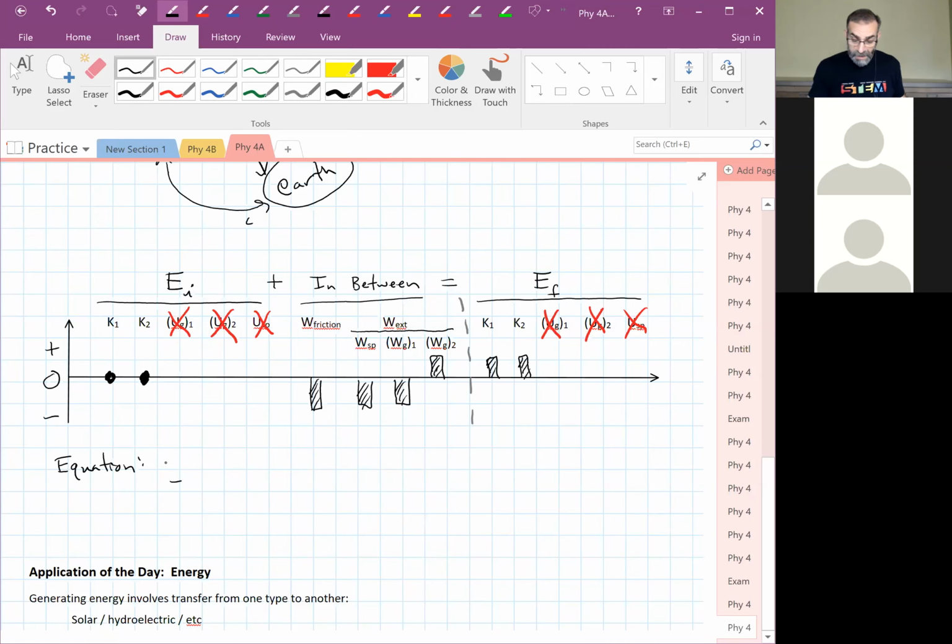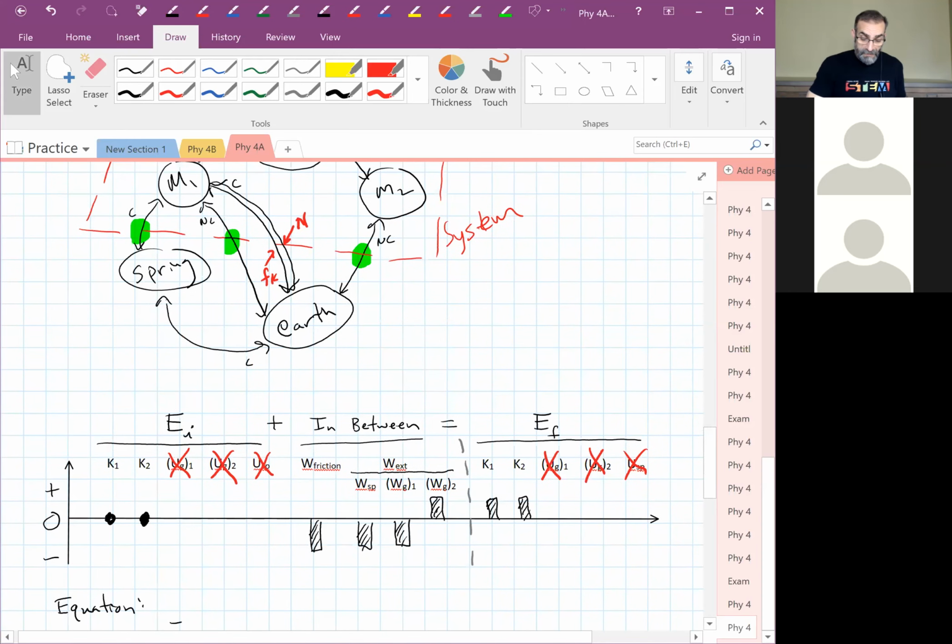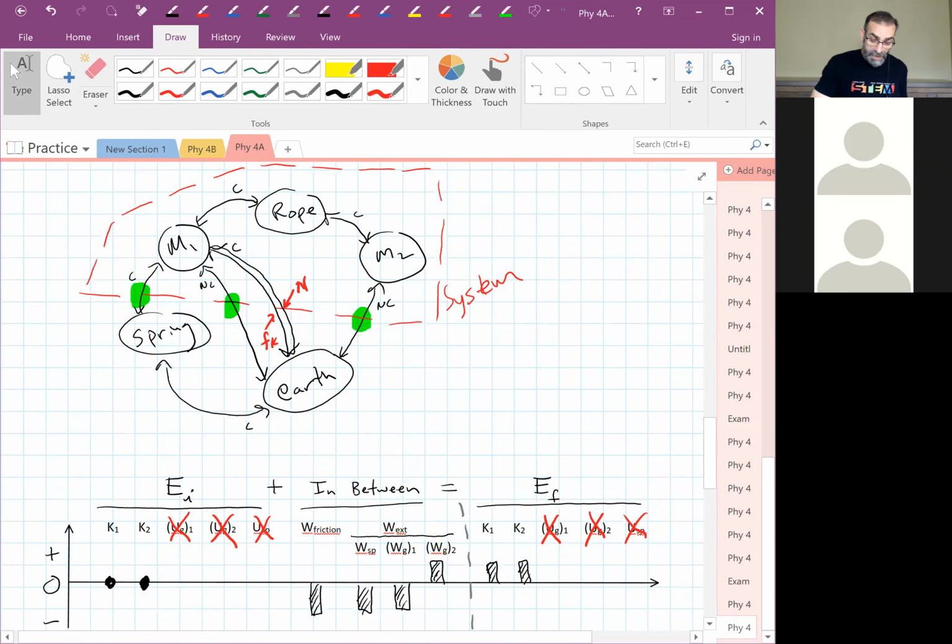The spring does negative work. If we don't include the spring in our system, we can't have potential energy. We have to account for it as an external force. See, this is the trick, the pitfall that students fall into.